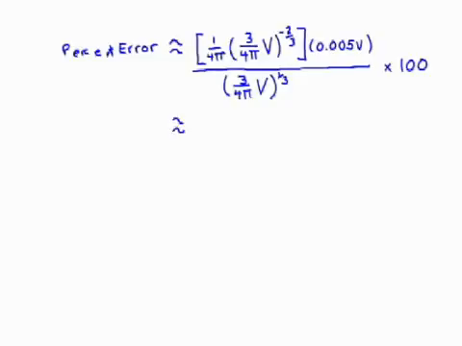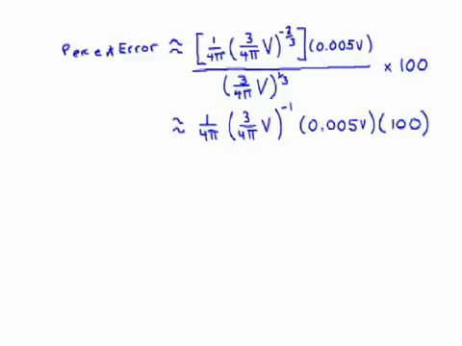So in my next line I have 1 divided by 4 pi times 3 divided by 4 pi times V, which is raised to the negative 1. That negative 1 was found by taking the exponent negative 2/3 and subtracting the exponent 1/3, which would give me negative 3 divided by 3, or negative 1. I multiply that by the 0.005V, which is then in turn multiplied by 100.